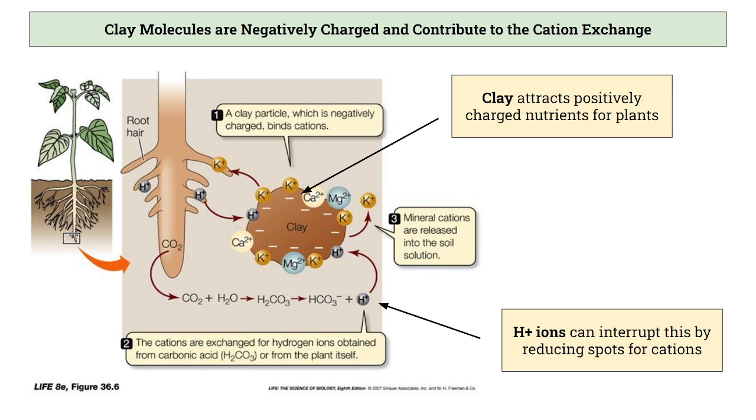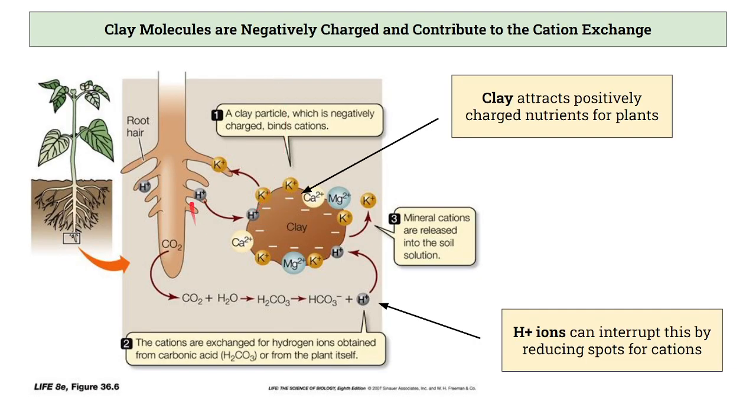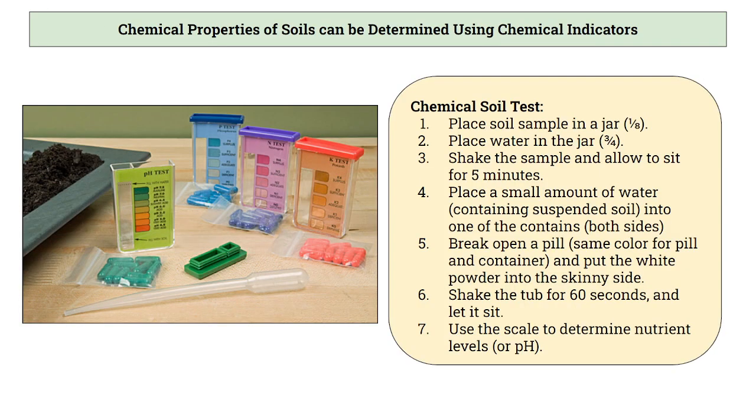So typically, it's better to have higher clay in your soil for fertility because the clay helps hold on to some of those nutrients. Now, hydrogen ions that we talked about in the pH here can mess with this. Hydrogen ions are positively charged as well, so they can take up all the spots on the clay and reduce the amount of useful nutrients that exist there. So that's something we have to keep in mind when we talk about pH because it can damage soils in that way as well.